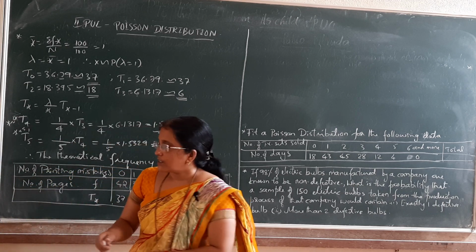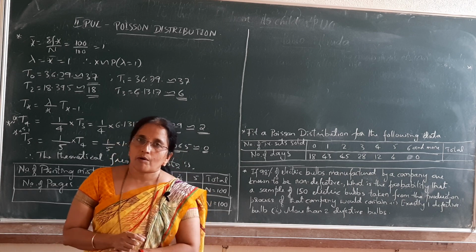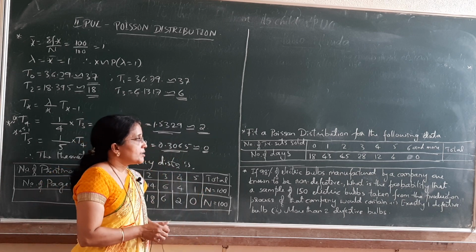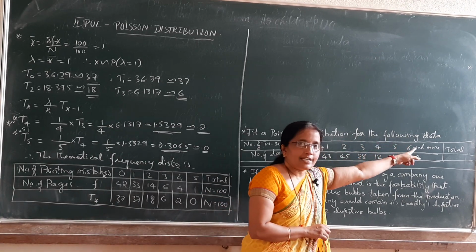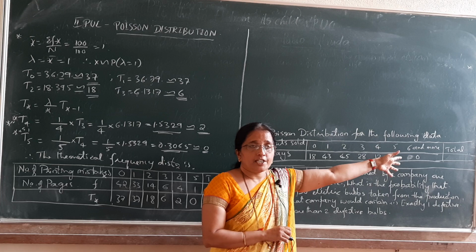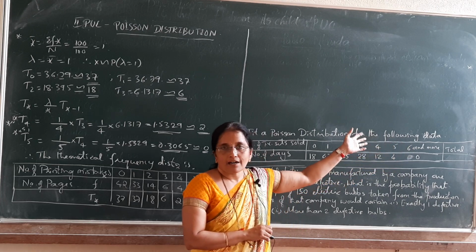Now let us see one more problem, the second problem on Poisson fitting. The problem is: fit a Poisson distribution for the following data, where lambda is not given. Write down the theoretical frequencies. It is understandable.